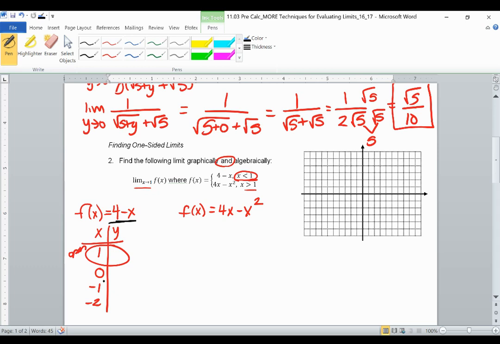So I know I only need a few values here. So 4 minus 1 is 3, 4 minus 0 is 4, 5, and 6. If you needed to, you could also put that right into your calculator.